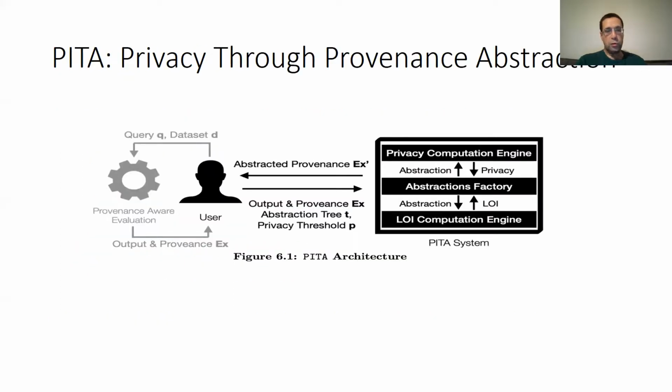We've implemented our solution in a system prototype called PITA, Privacy for Provenance Abstraction. The user inputs a query over a dataset. The query is evaluated using a provenance-aware evaluation engine, and the user gets output and provenance. Then they choose what part of the output and the provenance they wish to share. They need to design this abstraction tree, the DBA can do that, and they need to set the privacy threshold they're interested in. The system then performs this optimization algorithm to choose the best abstracted provenance to propose back to the user.